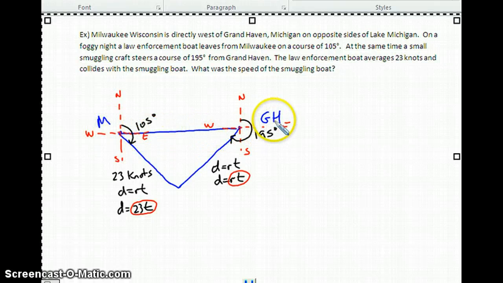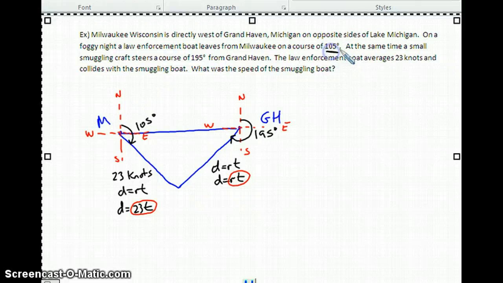So then what I did was, because that was an east-west line, I drew in these north and south lines going through, so I could put the angles that I have here into the problem. It says, on a foggy night, a law enforcement boat leaves from Milwaukee, on a course of 105 degrees.